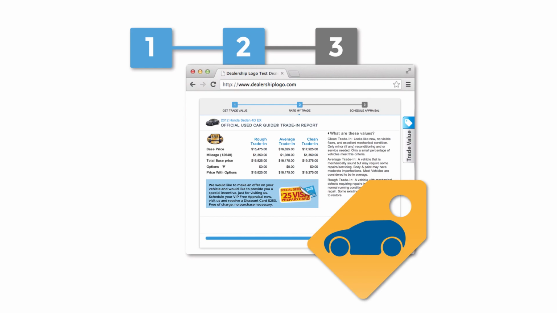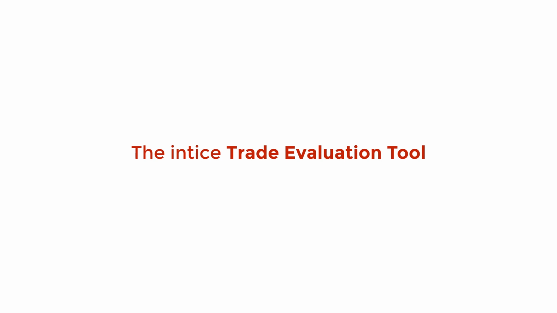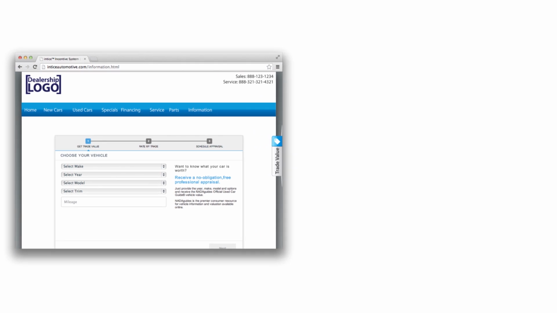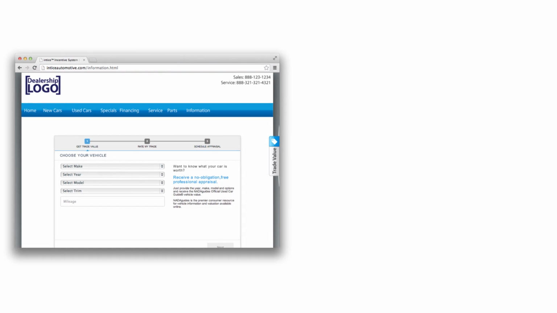NADA Guides has built the largest database of vehicle transactions and has one of the most recognizable vehicle valuation brands in the industry. Intice has teamed up with NADA Guides to create the next generation in trade evaluation tools for the automotive industry. The trade evaluation is used as an additional path to conversion, and the customer is incentivized for a trade appraisal appointment using the dealership's customized offer.